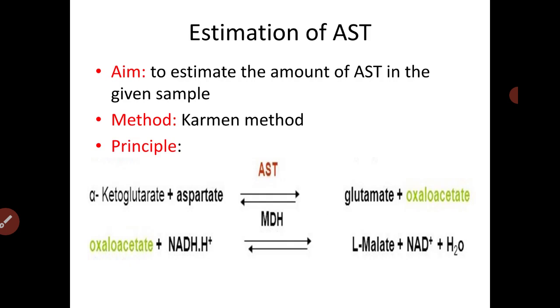So the working reagent will contain alpha ketoglutarate, aspartate, pyridoxal phosphate, NADH2, malate dehydrogenase, and the buffer to provide the specific pH in the medium, and the stabilizers. So this reagent mixture will be prepared by the manufacturers, and using that reagent we may estimate AST.